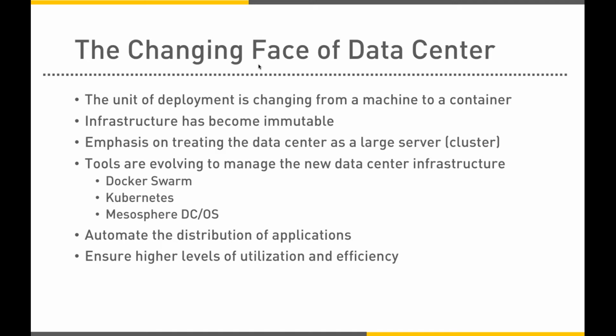The tools that are typically used to manage the new data center infrastructure, which is treated as one large server, include Docker Swarm, which is one of the very simple, easy to use tools; Kubernetes, which is the focus of today's session; or you could also use Mesosphere's DC/OS. Mesosphere is another open source software that treats the entire data center as one machine. That's the reason why there is an open source software from Mesosphere called DC/OS, an operating system for the entire data center. Even Kubernetes is going to almost act like an operating system for your entire data center.